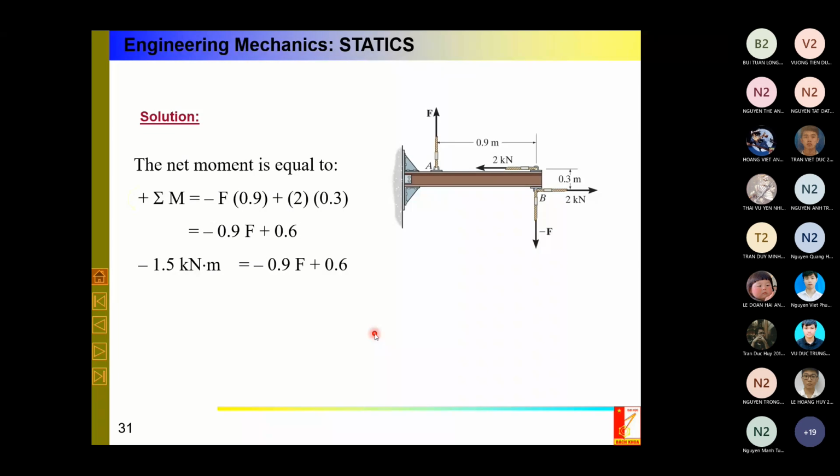The moment of two couples of type FD, because I say that this one you can use the scalar algebraic analysis. So the first couple is F times the distance between them, and the second one is 2 times the distance between them. After that, I equate it with minus 1.5 kilonewton meter. And after equating that, I can get very easily F equal 2.33.